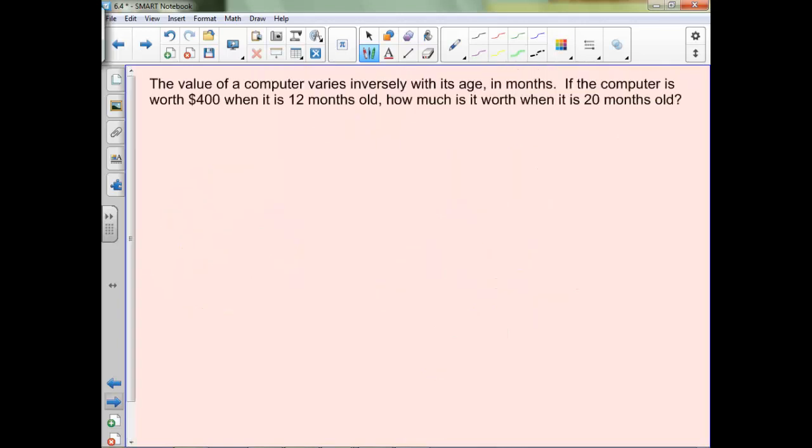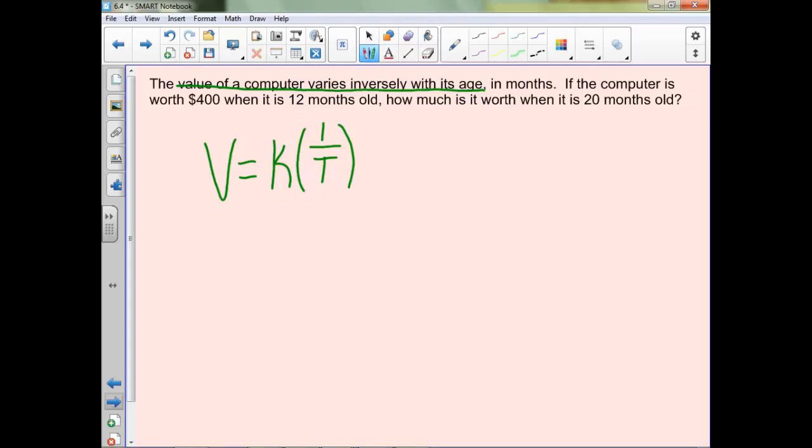So this is going to be our variation problem. We know that the value of a computer varies inversely with its age. So its value varies inversely with its age. And I'm going to go ahead and just put time, T. You could use an A, it's the same thing.